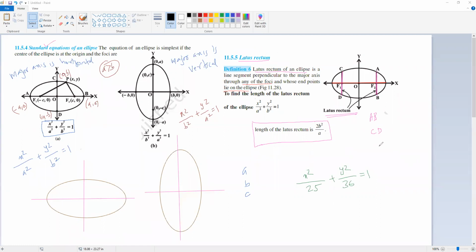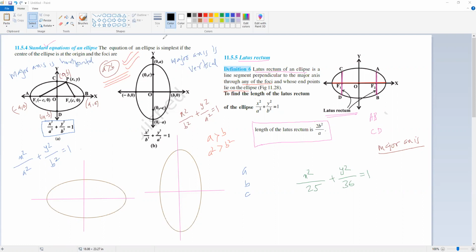How can we understand whether the major axis is horizontal or vertical? Any idea? See, I told you always A is greater. This is the important thing. A is greater than B, matlab A square will be always greater than B square.